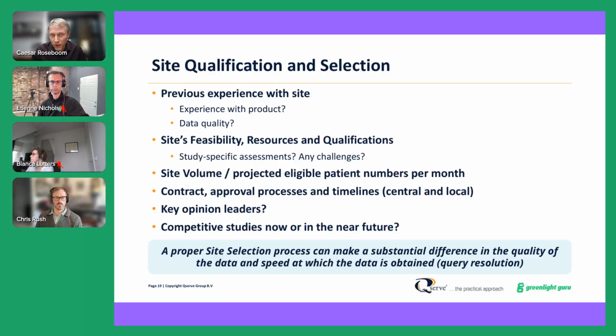And then other items could be competitive studies. If a site would have competitive studies running now or in the future that are looking for the same patient population, that definitely would affect your study. While this is not an exhaustive list, it's just to give you some pointers on what to think of and what to discuss. And do keep in mind that the sites are the ones providing you the data. So a proper site selection process, as stipulated here, can make a huge impact on the quality of data obtained and also the speed with which the data is obtained. Think about query resolution, etc.